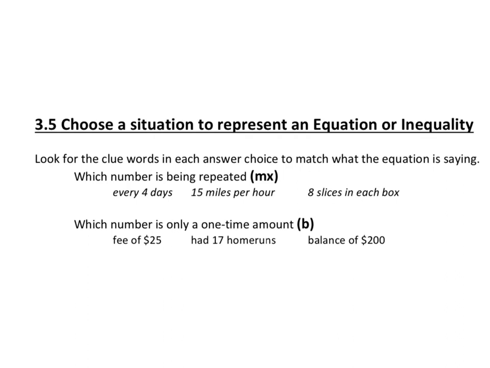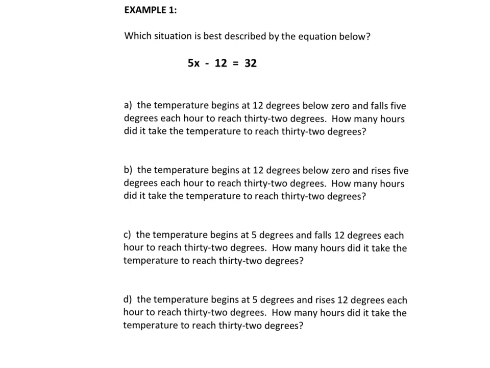The one-time amount is our B. That's represented by a fee, something that happens only one time, or our starting balance. So now let's look at our example. We were given 5x minus 12 equals 32.